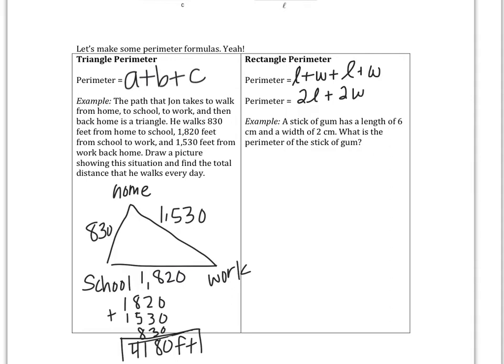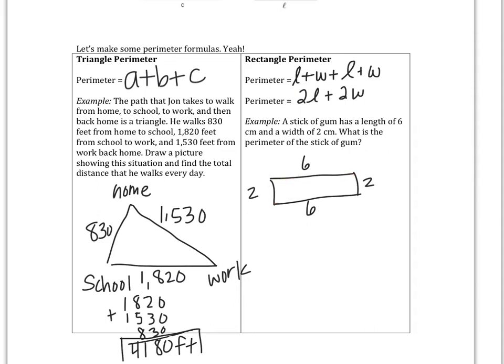Example: a stick of gum has a length of 6 centimeters and a width of 2 centimeters. What is the perimeter of the stick of gum? So here is our stick of gum. 2 centimeters, 2 centimeters, 6 centimeters, 6 centimeters. So let's just say that there's an ant walking along the perimeter of our piece of gum. How far does this ant walk?